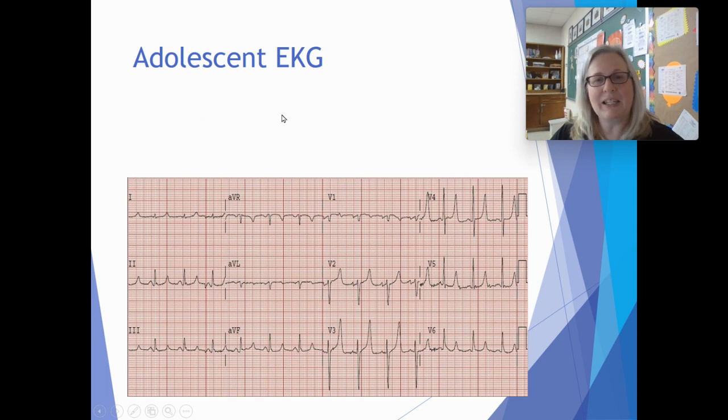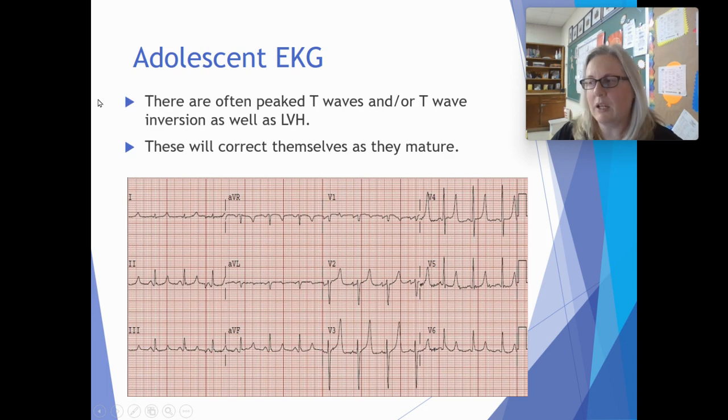All right, so here's an adolescent EKG. They often have peaked T waves and/or T wave inversions, as well as LVH. Again, they correct themselves as they get older. You can probably spot the peaked T's down here. Here's a peak T, here's a peak T, here's a peak T. Big QRSs mean LVH. Very common in adolescents.